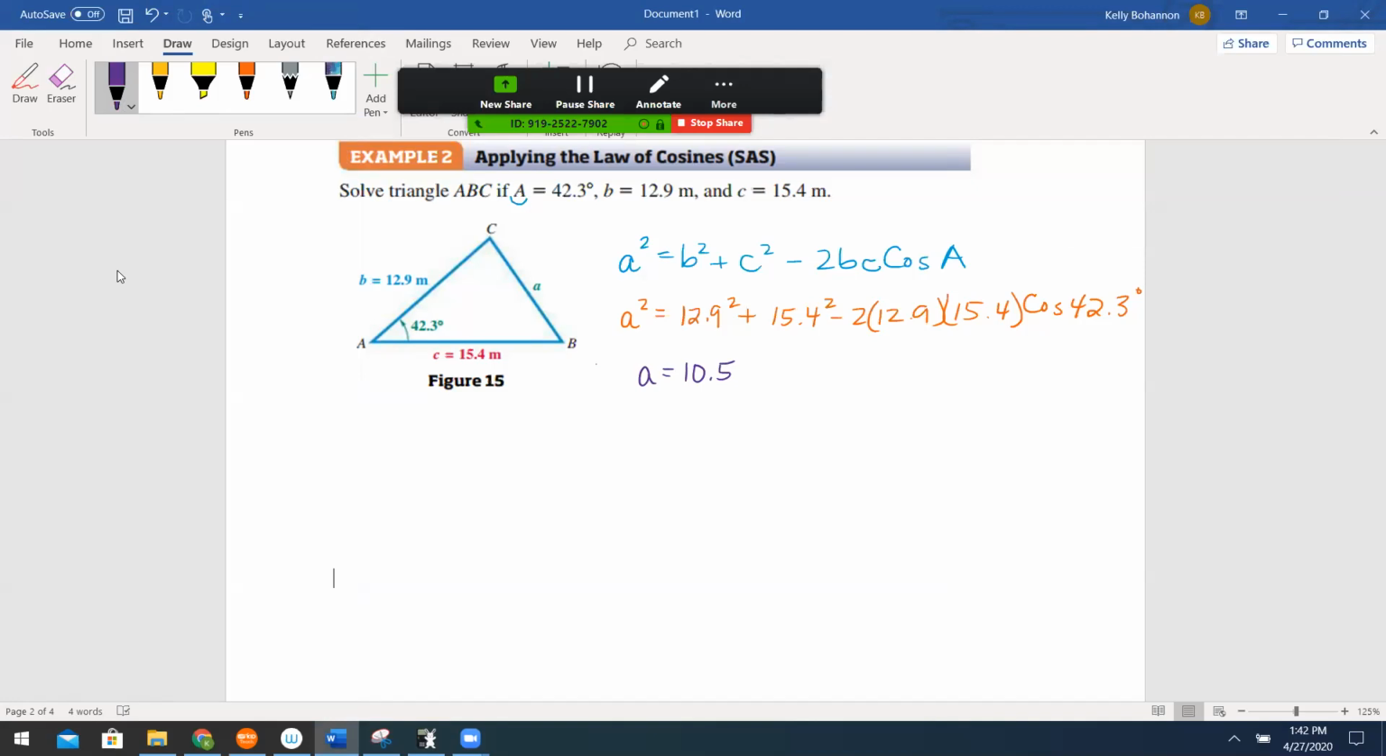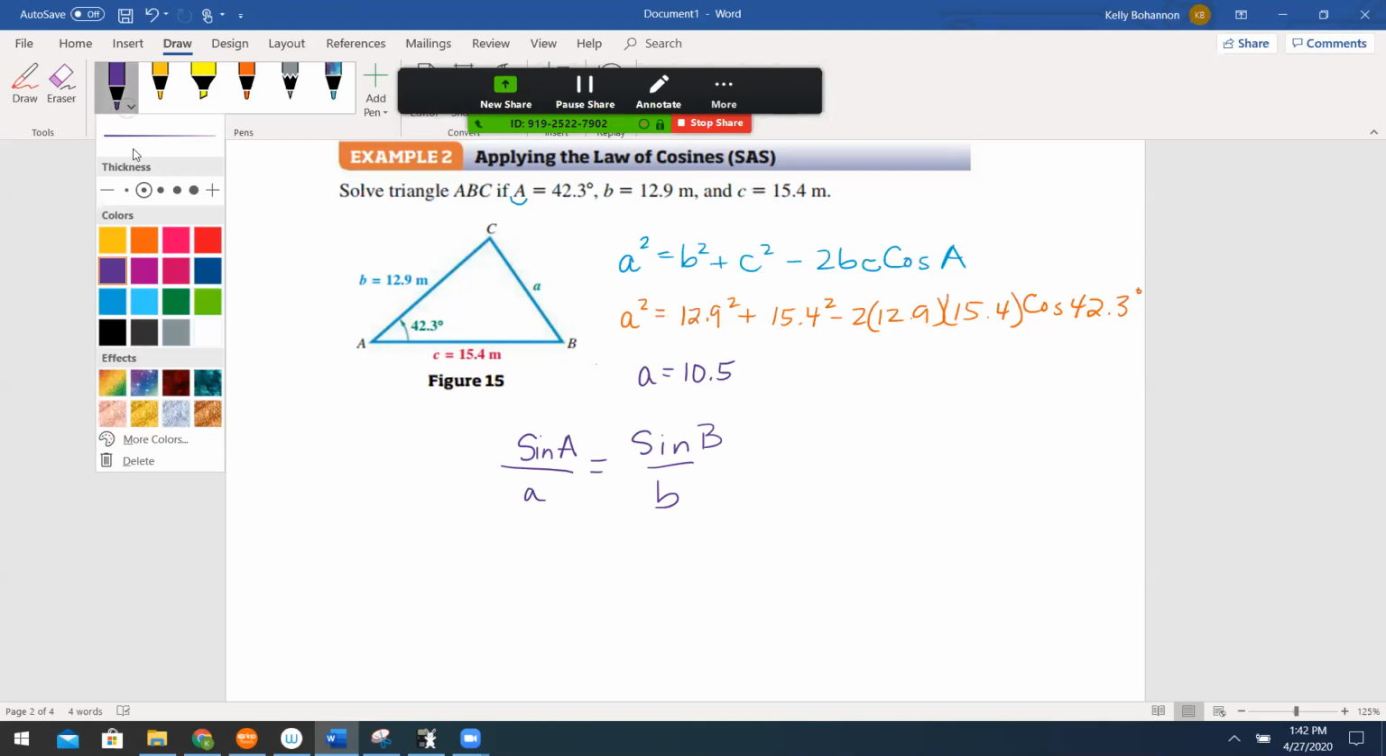All right, so now I have side A, side B, side C, and now I have an angle and a side that match up. So now I can use law of sines, because I have sine A, and I could do sine B over B and find B. So that's what I'm going to do. Use law of sines now. Now you can continue to use law of cosines if you prefer it, and if you like to. I just like law of sines.